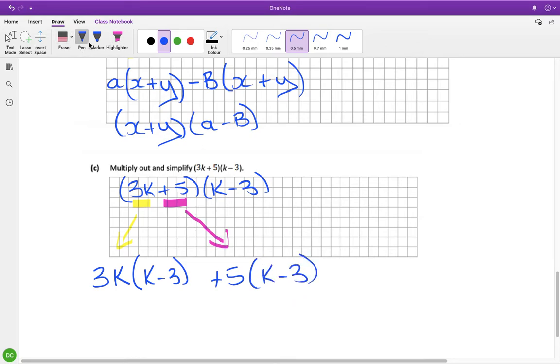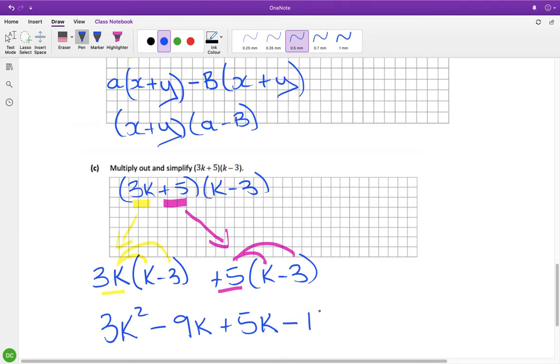The second bracket is written twice, and then you do what we did in a previous question. You take the 3k and you multiply it across that bracket, and you take the 5 and you multiply it across that bracket. So 3k by k, so numbers is just the 3, and then 2k's is written as k squared. Next one is, so the sign is minus, and then we have 3 by 3 is 9, and the letter is k. Next one here, so the only number is 5, and the only letter is k, so 5 by k is just 5k. And then here we have a plus by a minus, which is a minus, and then 5 by 3 is 15.